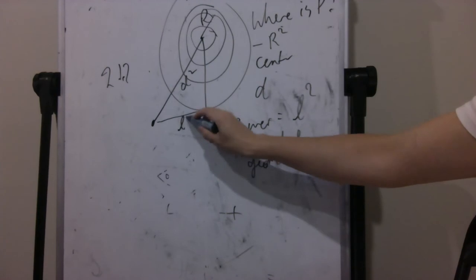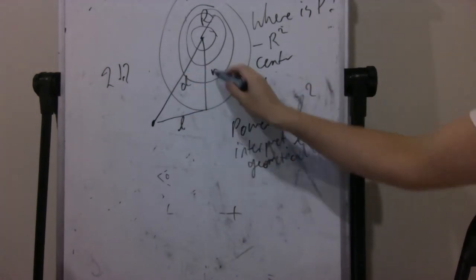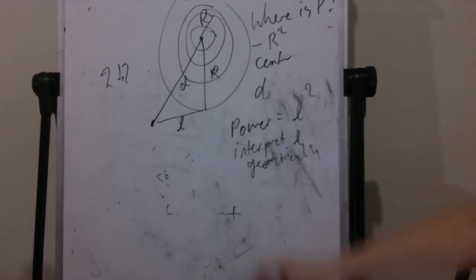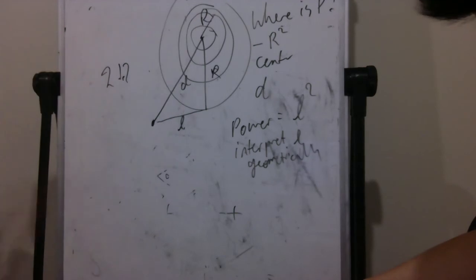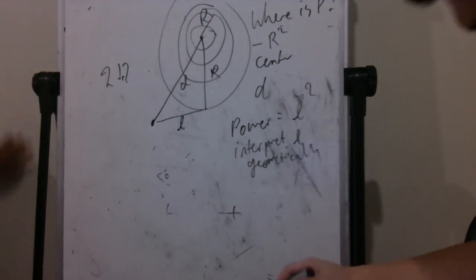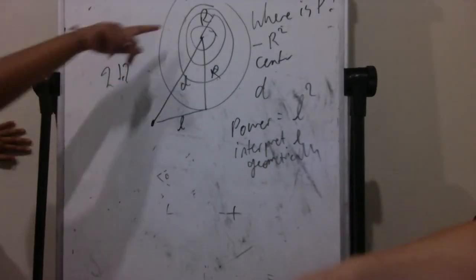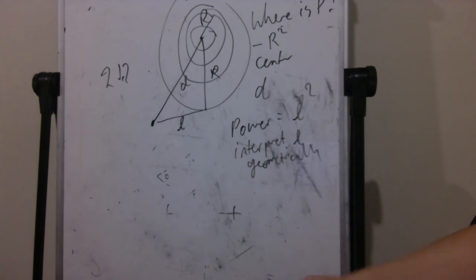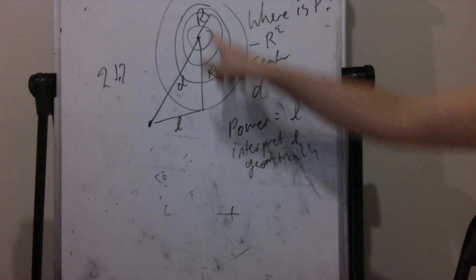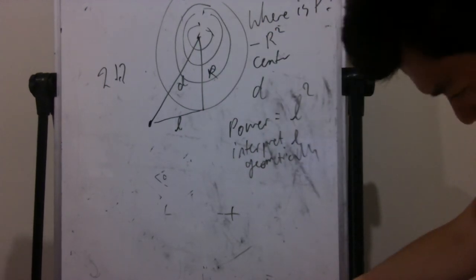I don't think d should be squared. So this is the length of the tangent, right? L is the length of the tangent. That's only when it's outside. If it were inside, it wouldn't make sense, since it's meant to be negative.